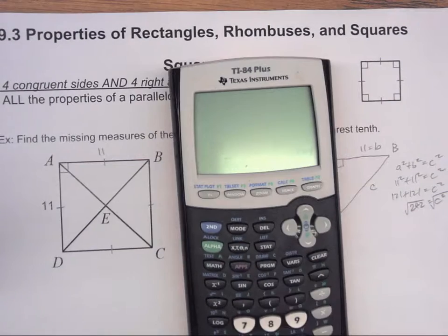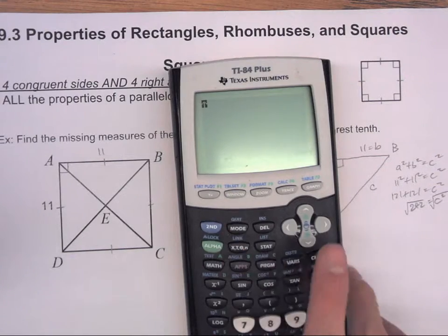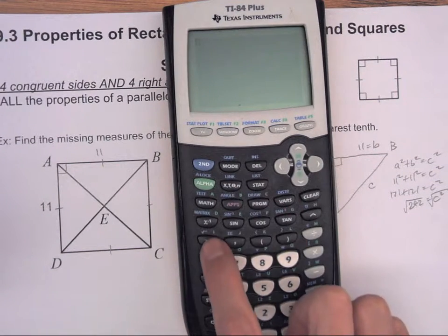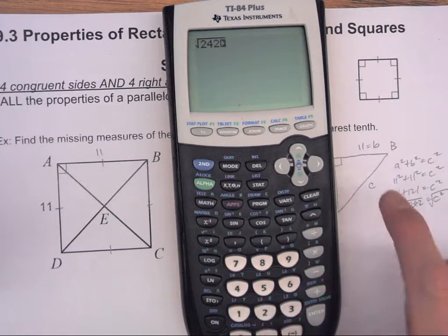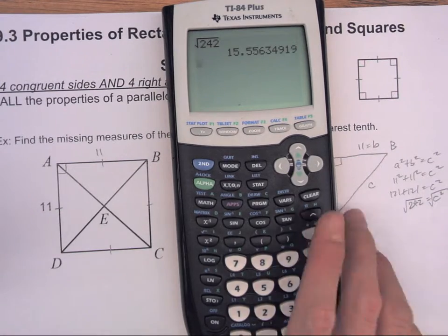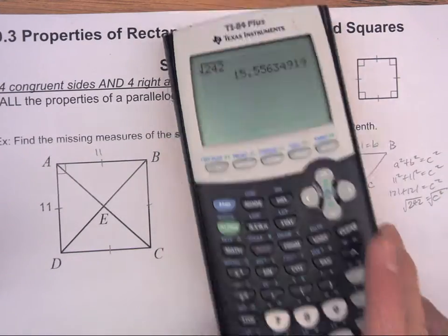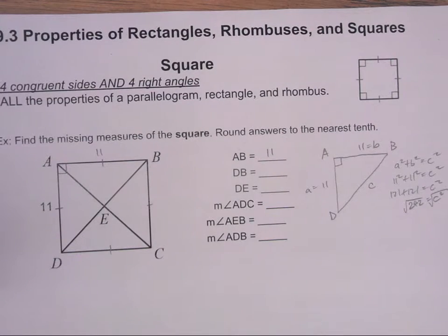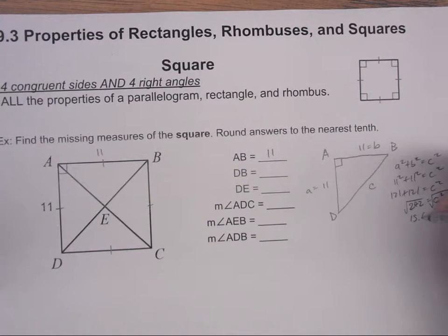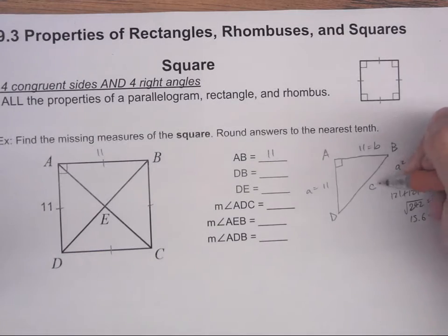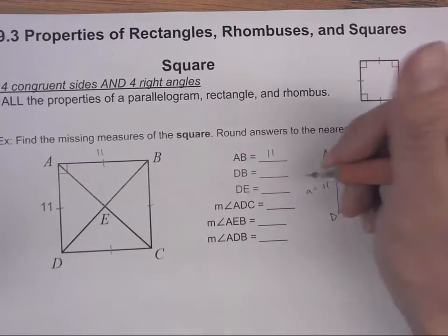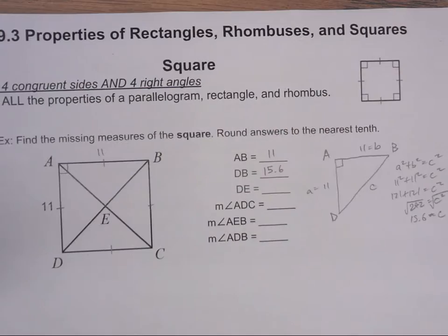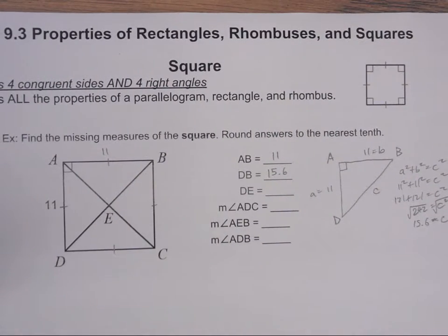So this is our magic calculator. So we go second, and we use this here, 242. So it says it's about 15.55. I'm going to round that to 15.6. So C is approximately 15.6. So that's the length of DB. So this is 15.6. DE.